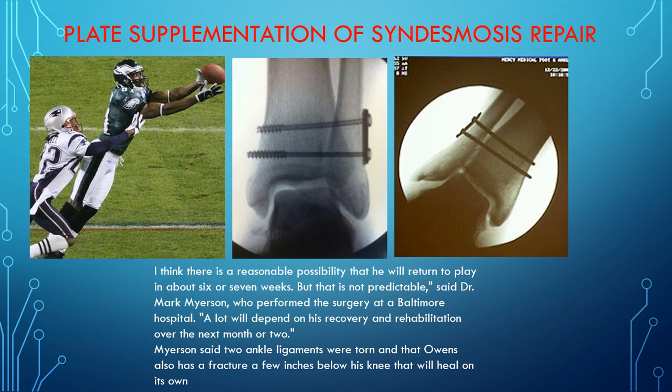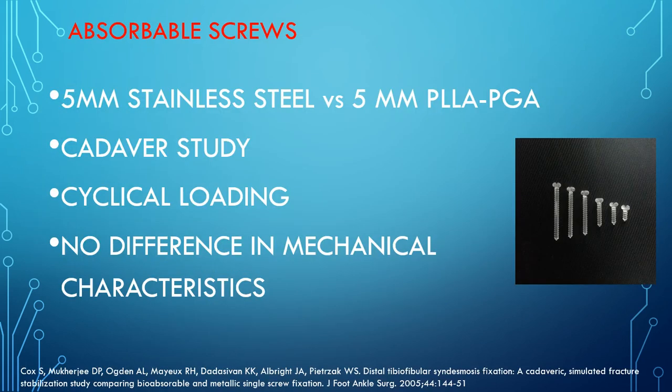I say famous because I've been a long-time Philadelphia Eagle fan, and Terrell Owens had injured this ankle prior to the Super Bowl, and it was felt that he would not be able to return to play, but indeed he did return to play in 7 weeks and participated in the Super Bowl. These were actually his x-rays with syndesmotic reduction utilizing screws with 4 cortices through a bone plate.